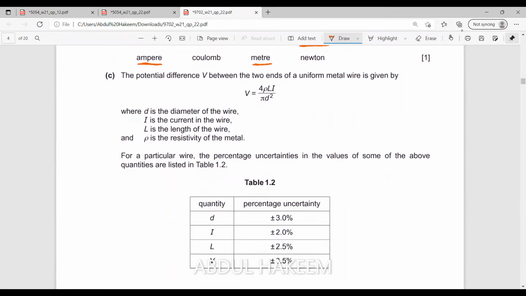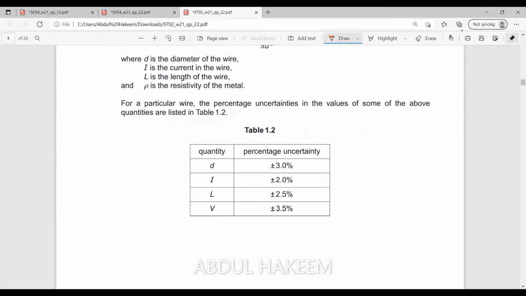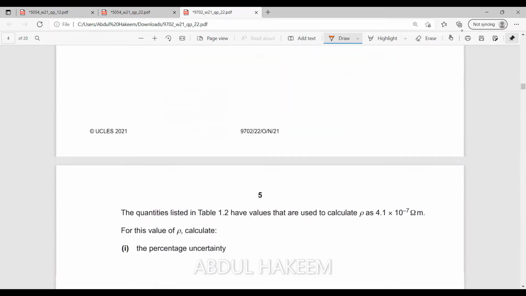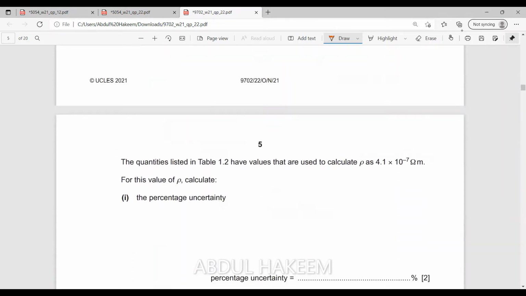And the next is potential difference V between the two ends of a uniform metal wire is given by V is equal to 4 rho L I over pi d square. Rho is the resistivity, d is the diameter, I is the current, L is the length, and here is the percentage uncertainty table. And then the question is, the quantity listed in table 1.2 has a value. So this is the actual value of the resistivity. For this value, calculate the percentage uncertainty.